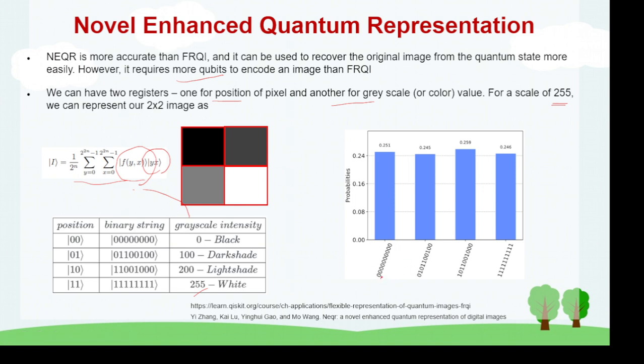Wherein the first 2 qubits indicate the index: 0 0, 1 0, 0 1, 1 1. You can see here 0 1 is 100 and 1 0 is 200, represented in decimal form.